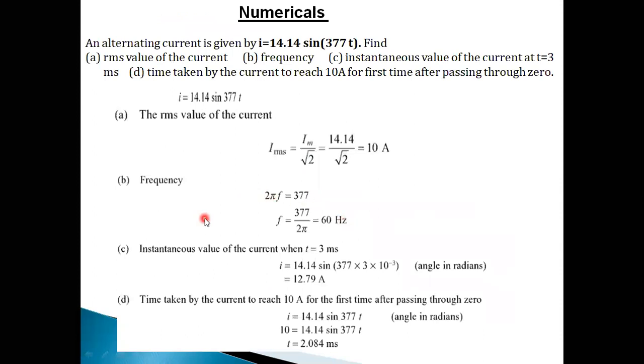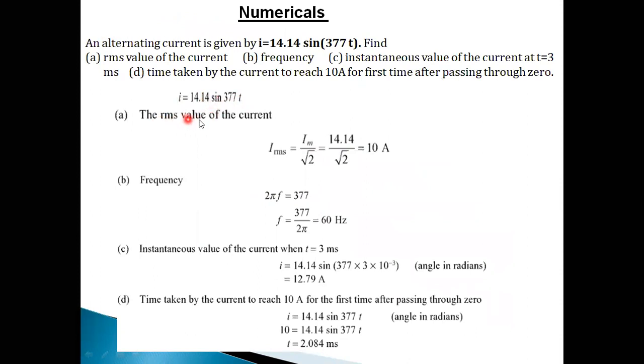Next. Yeah, with the help of all this knowledge, I'd like to solve some numericals here. Just observe these numericals. They have given an alternating current with the equation I equal to 14.14 sine 377t. For that particular one, try to find out the RMS value, instantaneous value, some definitions, and frequency.